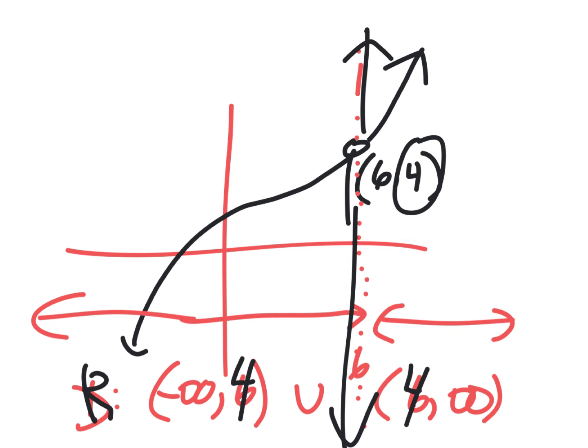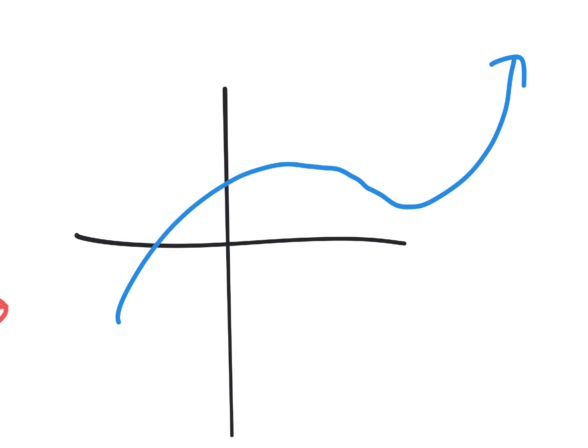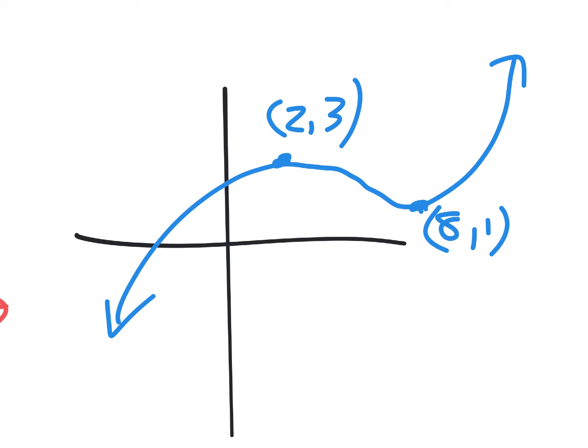Okay, now let's talk increasing, decreasing. Low spot there at (8, 1). What's that low spot called? You can't call it a low spot. Local minimum, very good. How about this spot right here, which looks like (2, 3)? That's not the highest of them all, but it's a high spot. What do we call that? Local maximum.